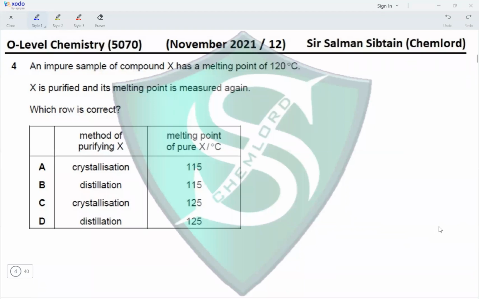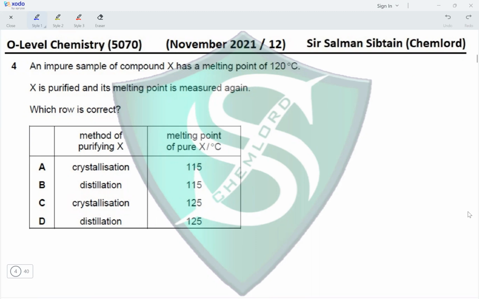Question 4. An impure sample of compound X has a melting point of 120 degrees Celsius. X is purified and its melting point is measured again. Which row is correct? First of all, we need to remember that the melting point of an impure substance will be lower than that of a pure substance. That means when X is purified, its melting point would be greater than 120 degrees Celsius.